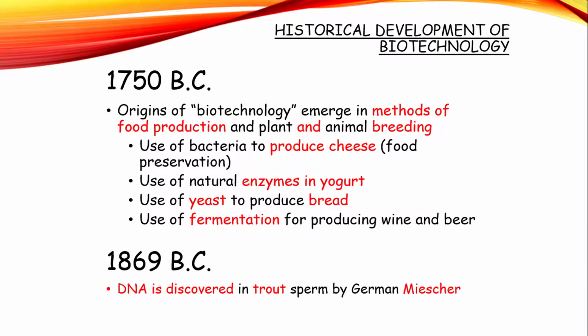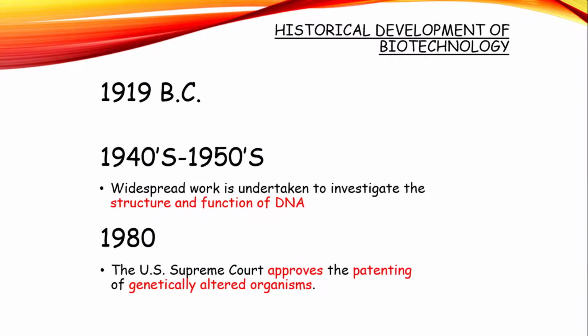The origin of biotechnology emerged in methods of food production and plant and animal breeding. Use of bacteria to produce cheese, food preservation, use of natural enzymes in yogurt, use of yeast to produce bread, use of fermentation for producing wine and beer. So biotechnology emerges from a series of inventions throughout time. In the 1940s to 1950s, widespread work is undertaken to investigate the structure and function of DNA.